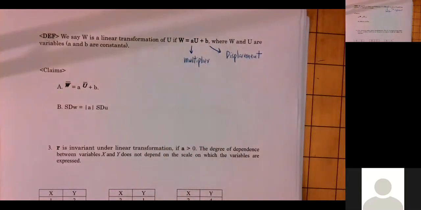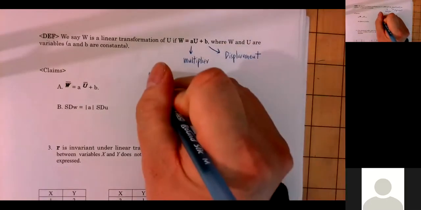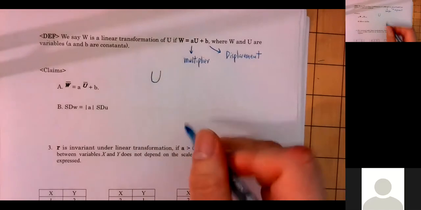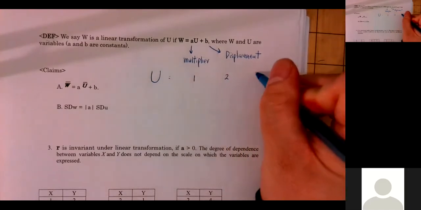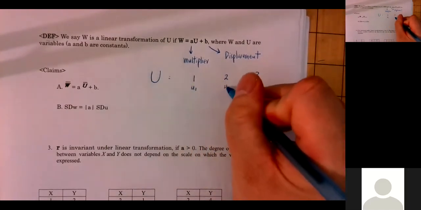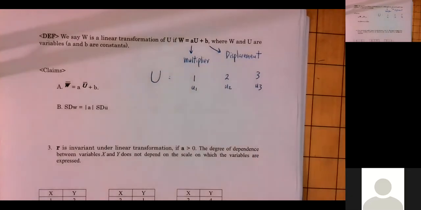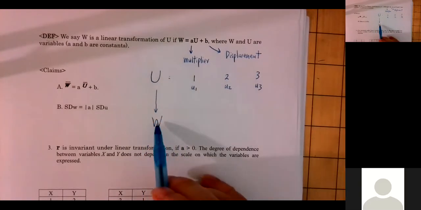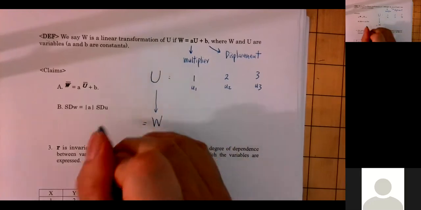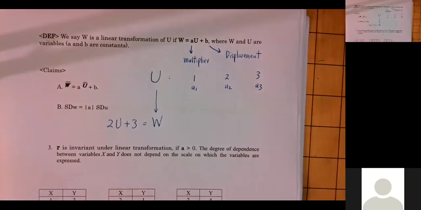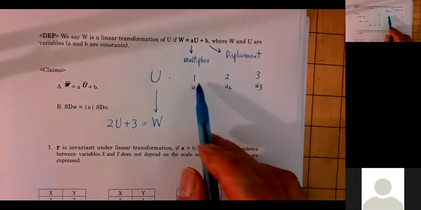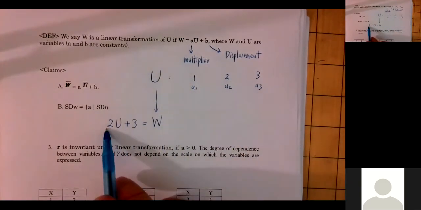Let me give you a very simple, easy example. Say U, the U list, consists of three numbers: 1, 2, 3. This is U1, U2, and U3. Okay? And the linear transformation of U, say W. How do you obtain W from U? W is what? 2U plus 3. Okay? For example, U1 is 1. 1 times 2 is 2. 2 plus 3 is 5.